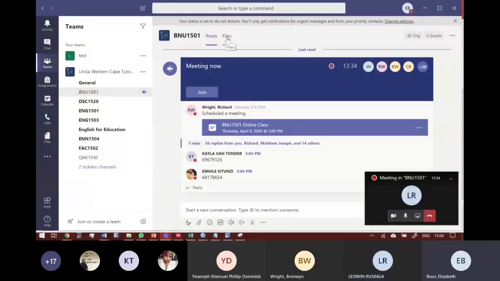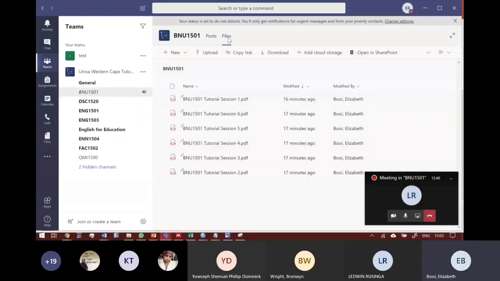Under this area, we call it the channel. Under the channel, there is a file placed there. On here, I have all the notes that we're going to be using. I might not cover all the content on the notes, but certain things that we're going to highlight on the notes are covered on those PDFs.